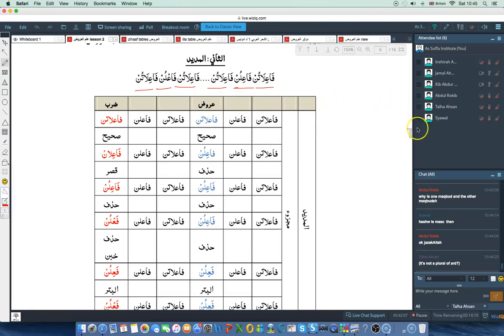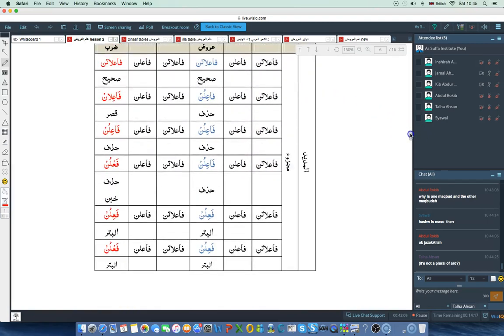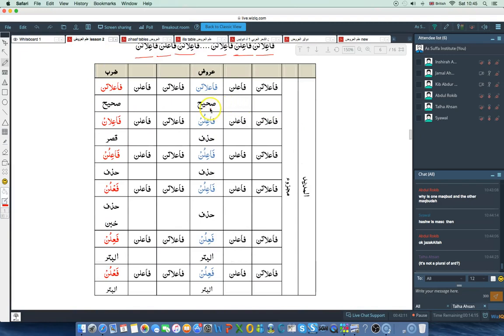Okay, so now what are the patterns for this? So the arood for this, you have sahih, hadaf, and batar. You get 3 possibilities for the arood. And for the darb, you can have sahih, qasar, hadaf, hadaf plus khaban, and batar. So you've got quite a few here.